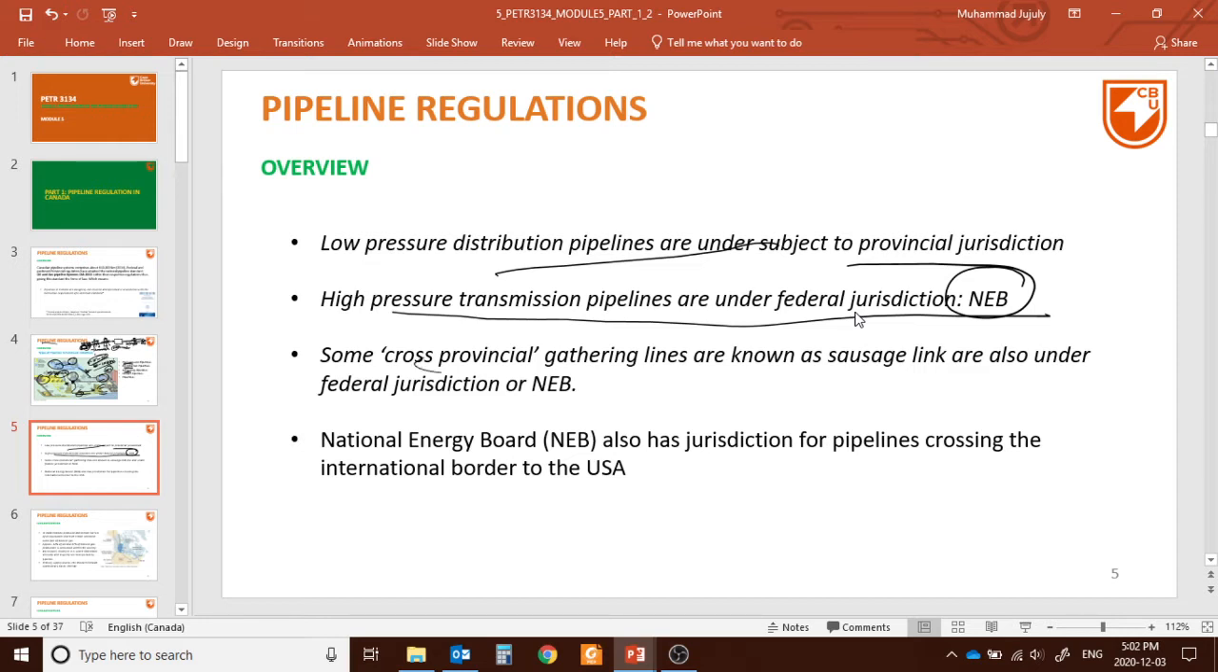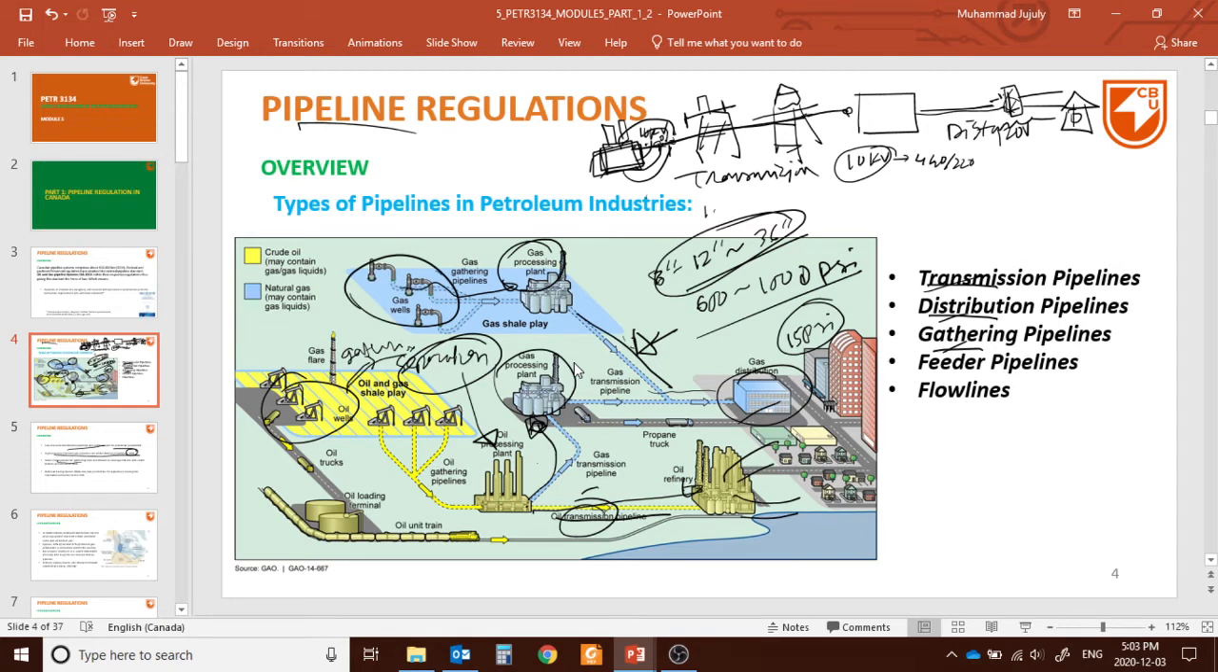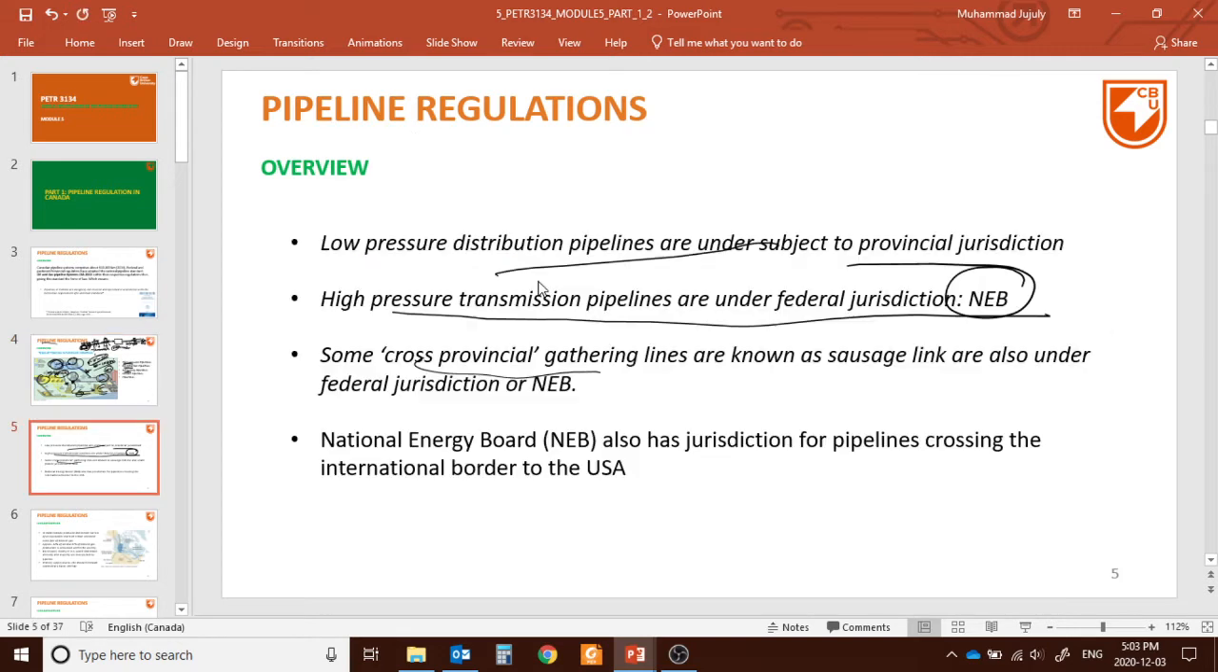Now some cross provincial gathering pipelines, for instance, the gas well is in Alberta, or sorry, the gas well is in Saskatchewan, but the gas processing plant is in Alberta. Okay, that kind of scenario we call the sausage link, or the cross provincial gathering lines.